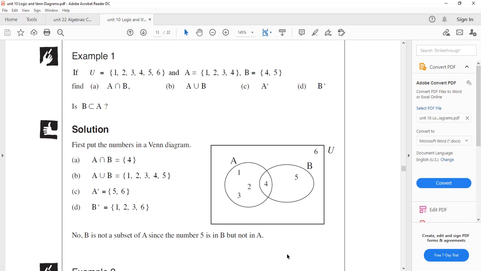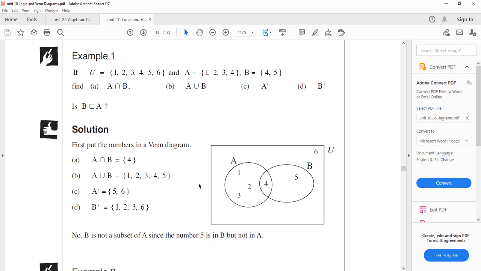For this, A intersect B is 4, which is clear. Without paying much mind to the Venn diagram, you look at set A, look at set B, and see that 4 is common. So no problem. Now A union B: you'll have all of them, 1, 2, 3, 4, 5. That's straightforward.